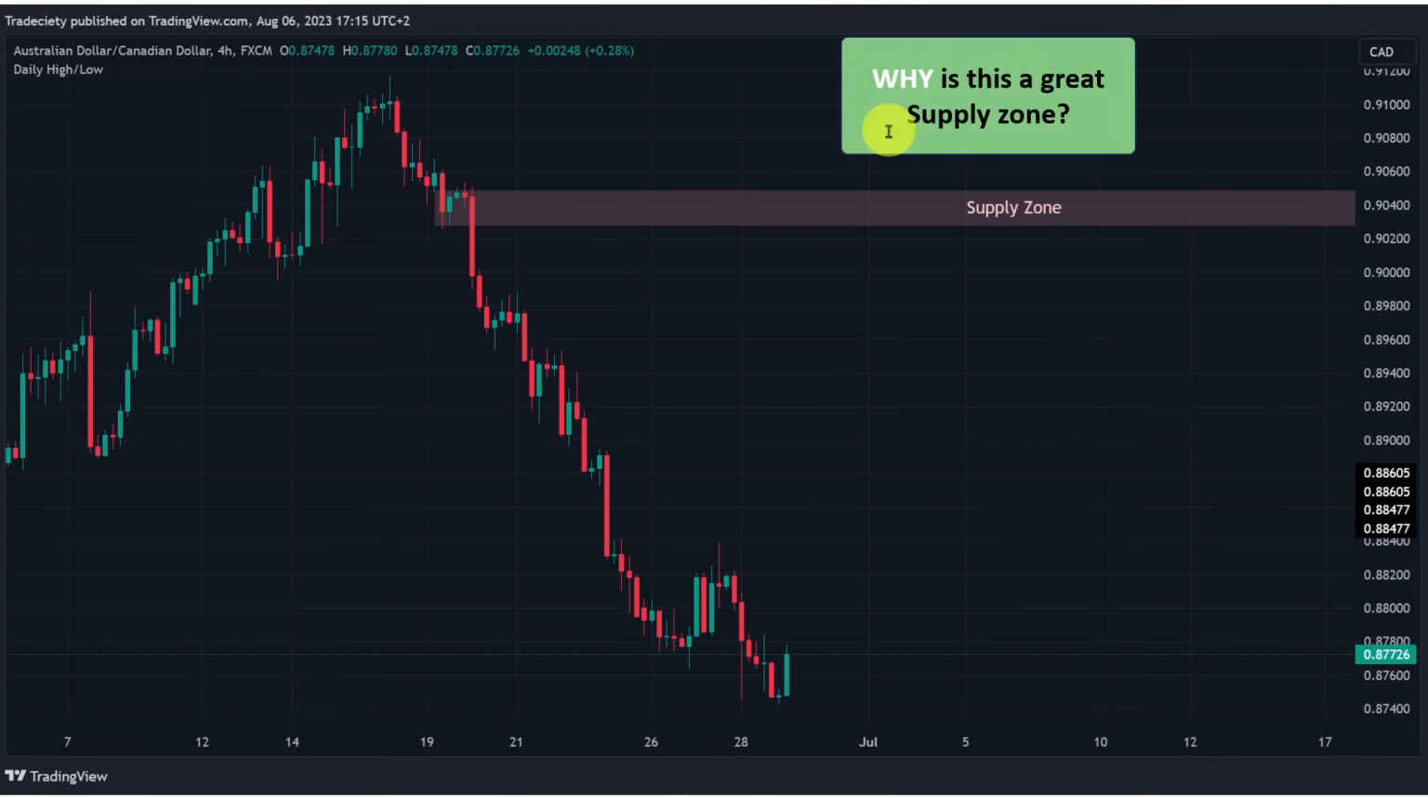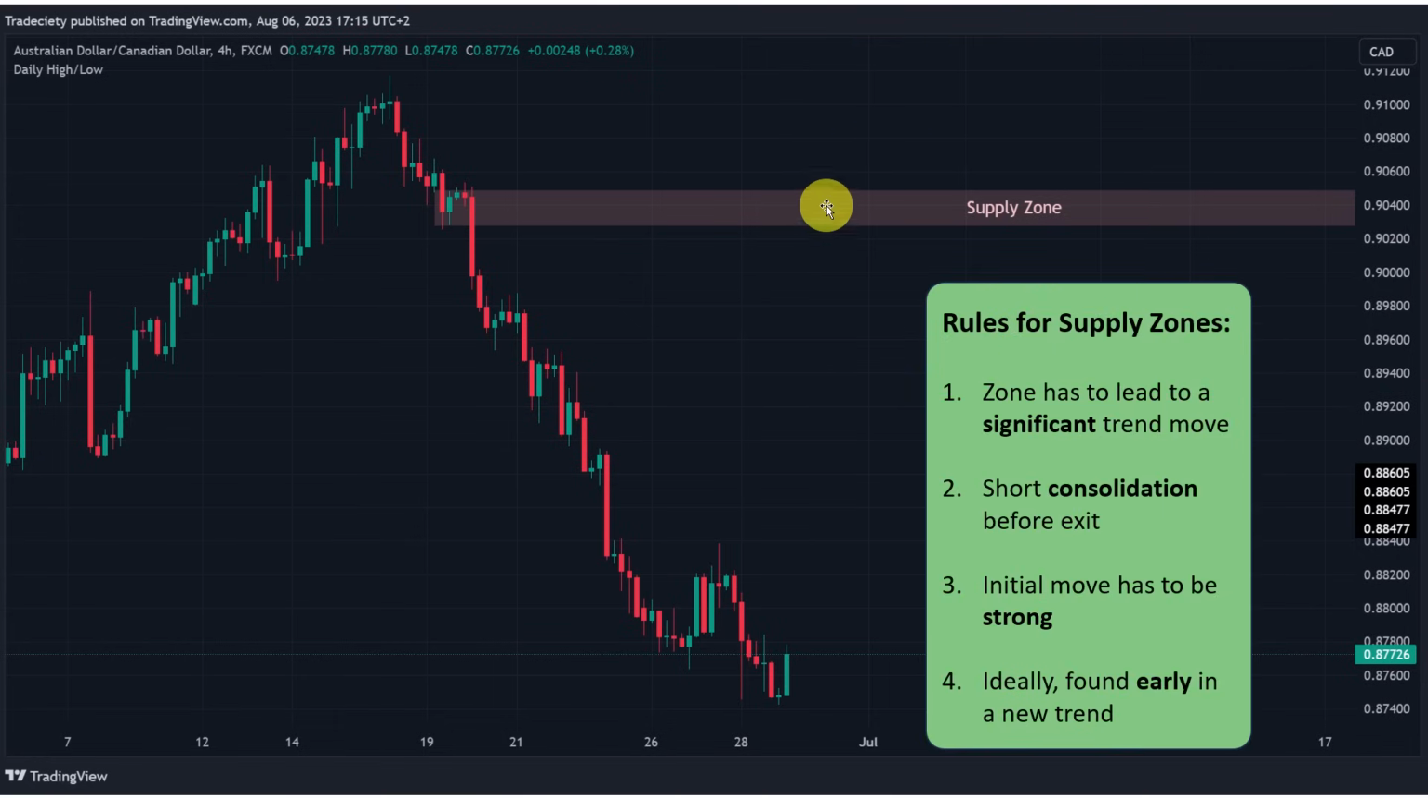But what actually makes a supply zone a great supply zone? There are a few rules and qualifiers for finding great supply zones. First, a zone has to lead to a significant trend move, like here we have a very strong breakout and then a strong trending market emerges from that. You want to see a short consolidation before the exit out of the zone. So here we have a very short consolidation.